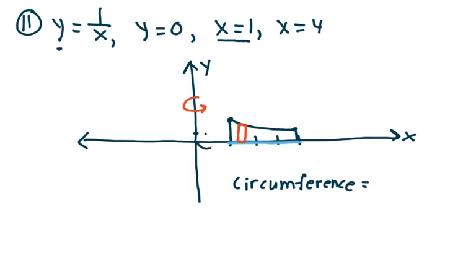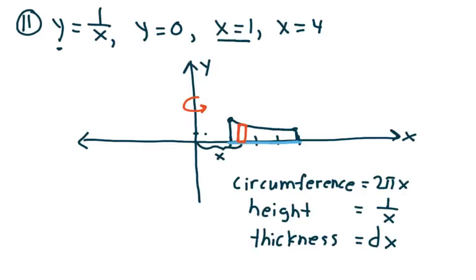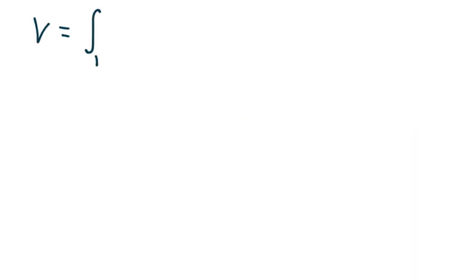The circumference is 2 pi times the radius, which is x. The height, well, the height is 1 over x. The thickness is dx. And so when I want the volume using cylindrical shells, I'm going to take the integral from, now x goes from 1 up to 4. So we're going to go from 1 to 4.